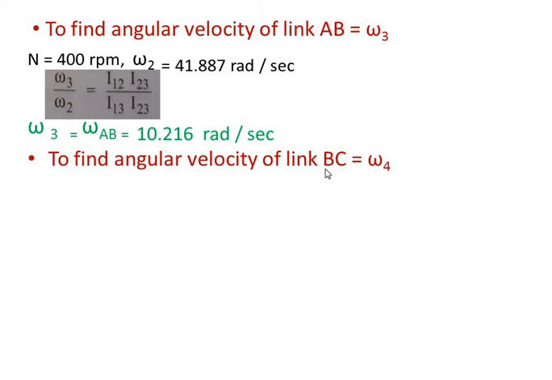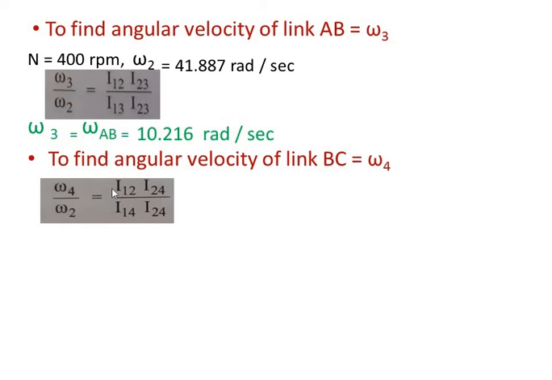Similarly, we have to find the angular velocity of link BC, that is omega 4. Now how to find omega 4? Again you have to write the equation omega 4 upon omega 2. Omega 4 upon omega 2 is equal to, common ICR is I24, so on both sides write I24, I24. I12 will be in the numerator and I14 will be in the denominator.